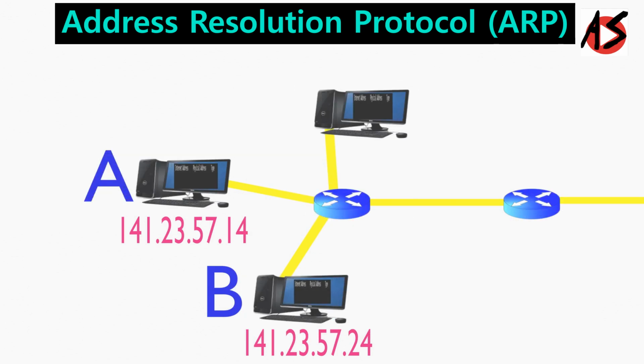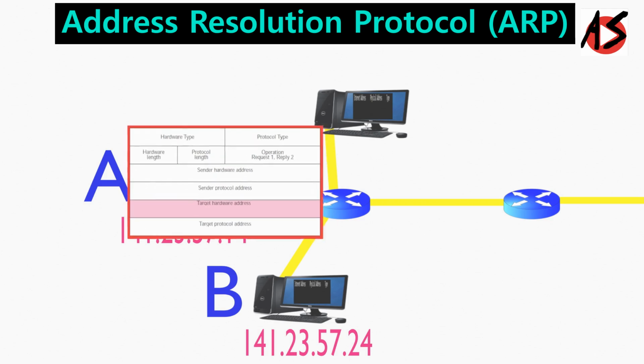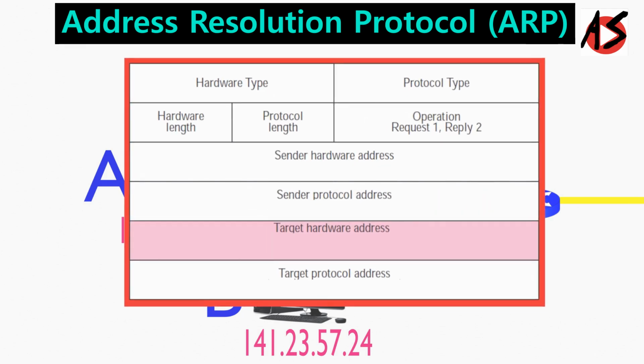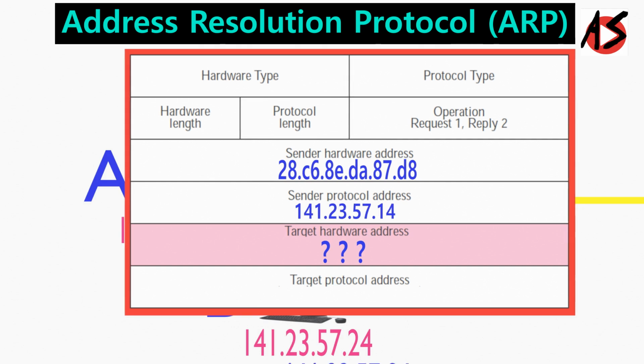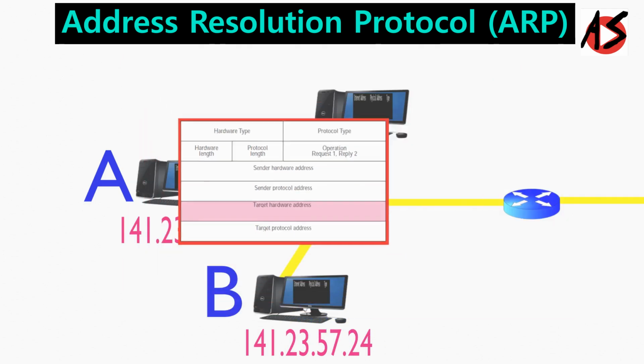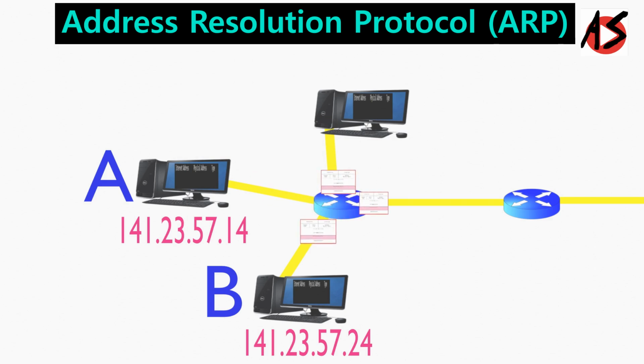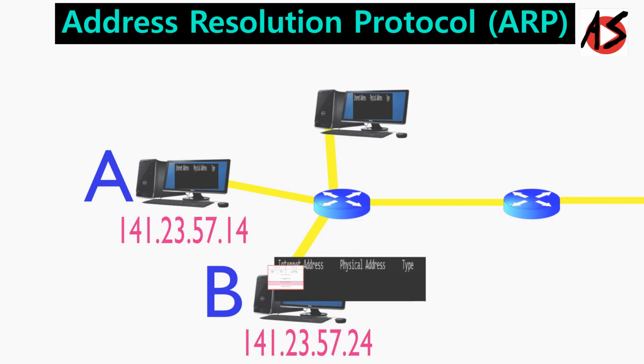System A needs to pass the packet to its data link layer for the actual delivery, but it does not know the physical address of the recipient. It uses the services of ARP by asking the ARP protocol to send a broadcast ARP request packet to ask for the physical address of a system with an IP address of 141.23.57.24. This packet is received by every system on the physical network, but only system B will answer it based on its IP address.